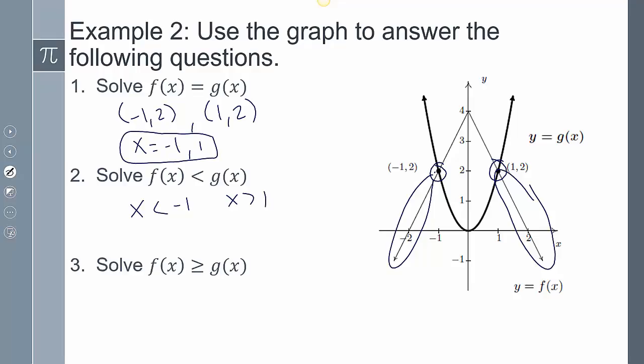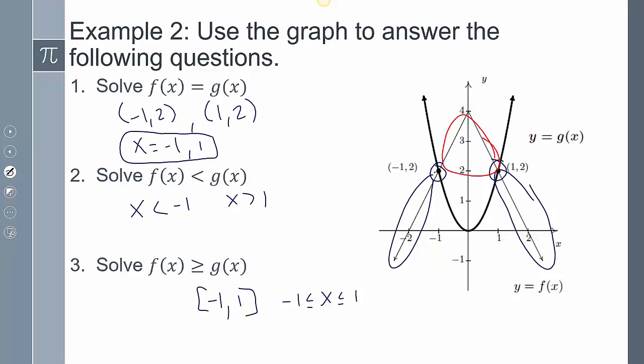And then it says solve where my f of x is greater than the g of x, and that's going to be this region here. And so that's going to be between the values negative 1 and positive 1. I could also say x is going to be between negative 1 and positive 1.